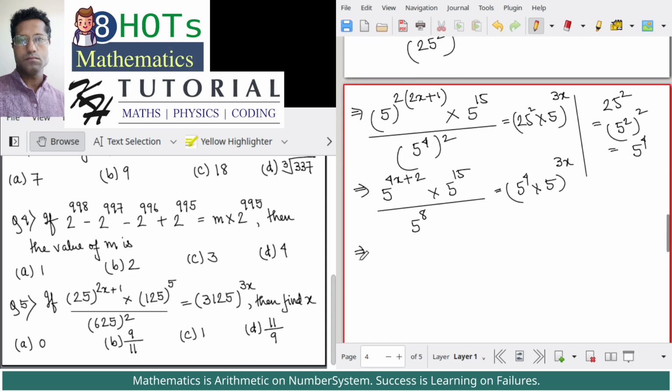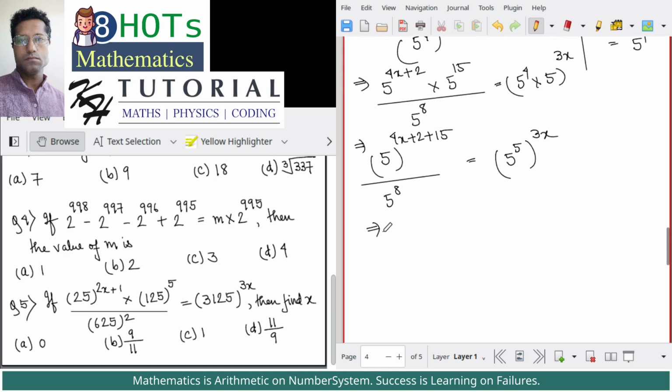This implies now, in the numerator of the LHS we have two factors, both exponential terms with base 5. So I will add up the powers. So this will be 5 to the power 4x plus 2 plus 15, divided by 5 to the power 8, and the right hand side is 5 to the power 4 multiplied by 5, which is 5 to the power 5, and this whole raised to the power 3x.